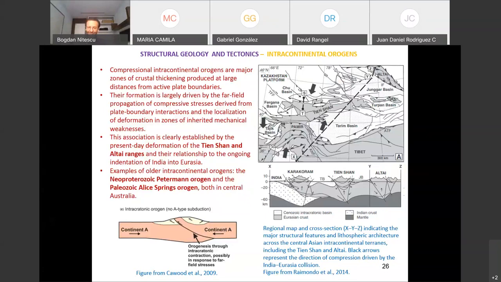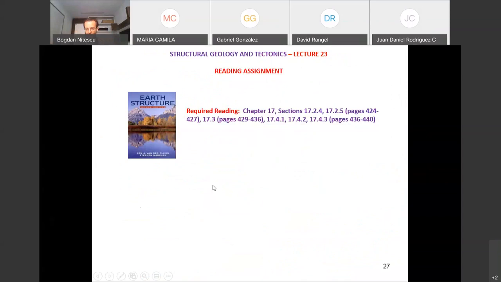So this being said, in a very short period of time, in a nutshell, I've introduced you to this very, very interesting and complex field of tectonics. So please read these sections in this book, not from the other book, in this book, to consolidate some of these terms that we discussed.